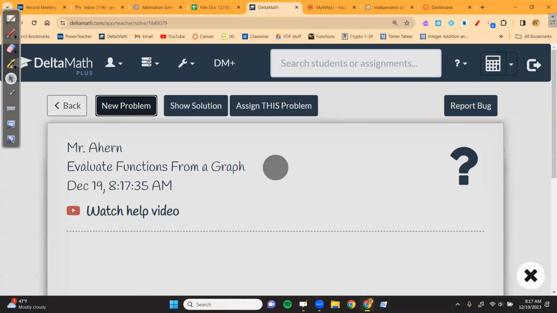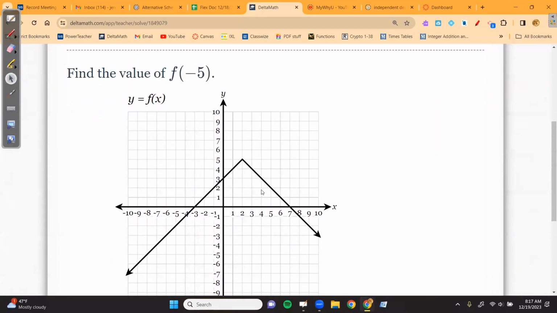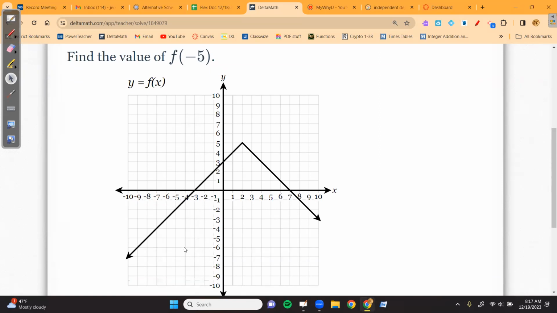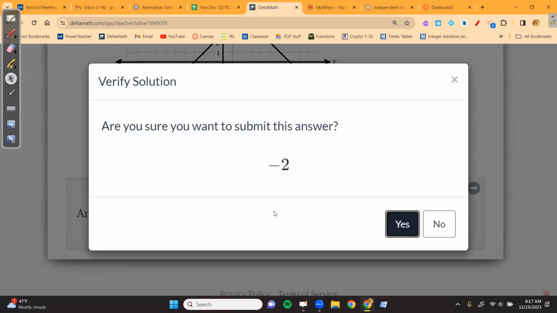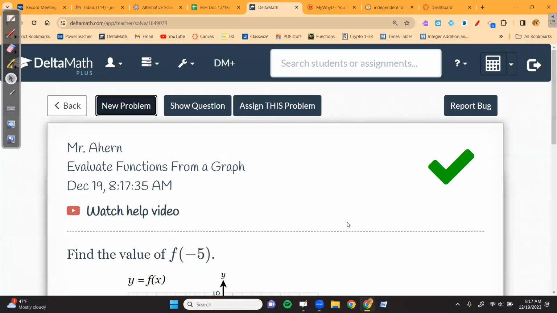Let's do another one, okay? How about this one? My function's name is F, and he says, I want to know my Y value when I'm at -5 on the sideways. So go left to -5. Is the graph above you or below you? How far? So what's the answer? So I just type in -2, submit, done.